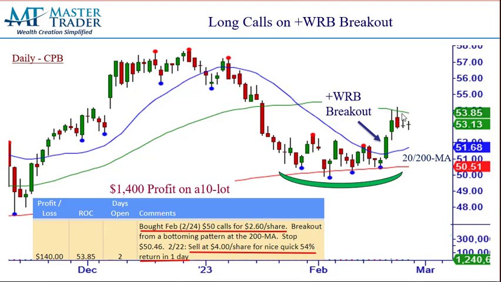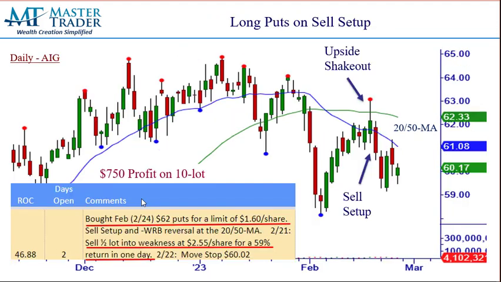We sold the other half the following day, closed trade here in 2 days. We made over 53% return on our capital, which was $2.60 a share. So on one contract, you made $140, risking $260. If you did a 10 lot, then you made $1,400 profit.